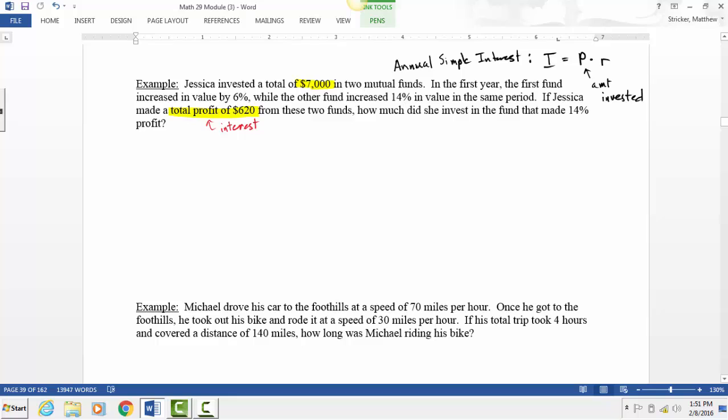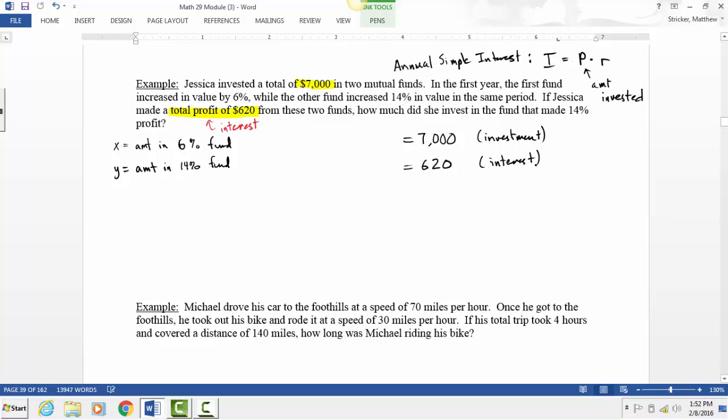So we don't really know how much was invested in each fund. So let's say X is the amount in the 6% fund, and let's say Y is the amount in the 14% fund. We know we have two totals. We have total investment, and then we have the total interest. This is investment, and this is interest.